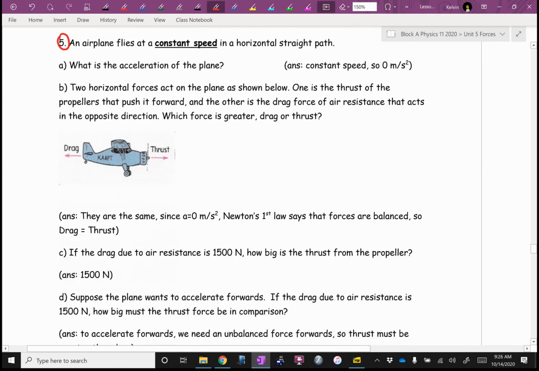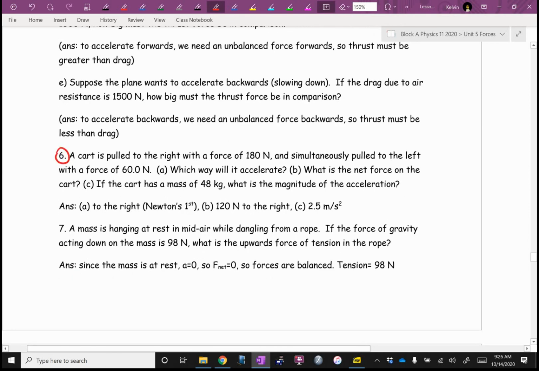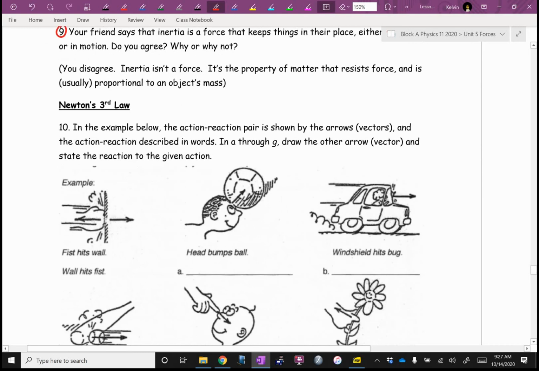Number 5 is fair game. 6 is fair game. 7 is fair game. 8 is fair game. 9 is fair game. Number 10 is so easy that it's tough.